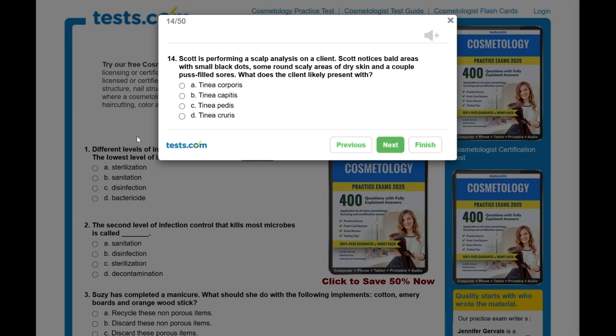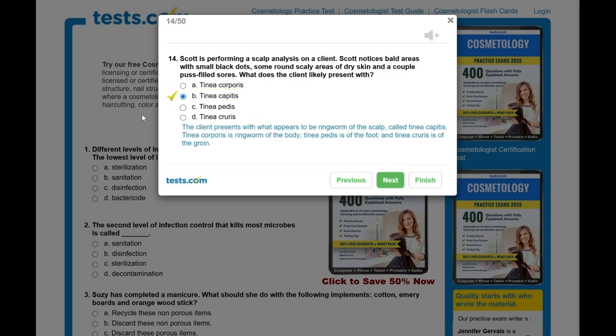Question 14. Scott is performing a scalp analysis on a client. Scott notices bald areas with small black dots, some round scaly areas of dry skin, and a couple of pus-filled sores. What does the client likely present with? A. Tinea corporis, B. Tinea capitis, C. Tinea pedis, D. Tinea cruris. B. Tinea capitis. The client presents with what appears to be ringworm of the scalp, called Tinea capitis. Tinea corporis is ringworm of the body. Tinea pedis is of the foot, and Tinea cruris is of the groin.